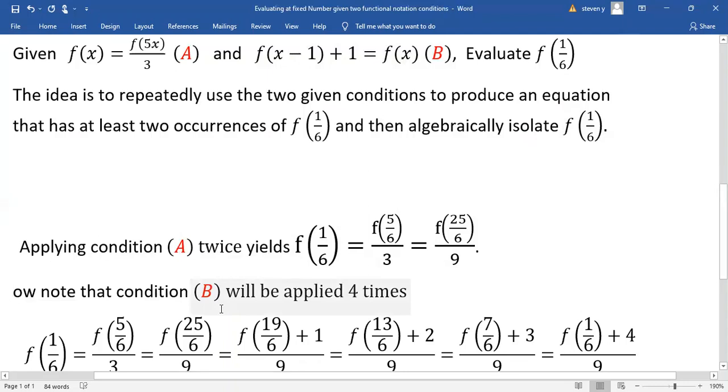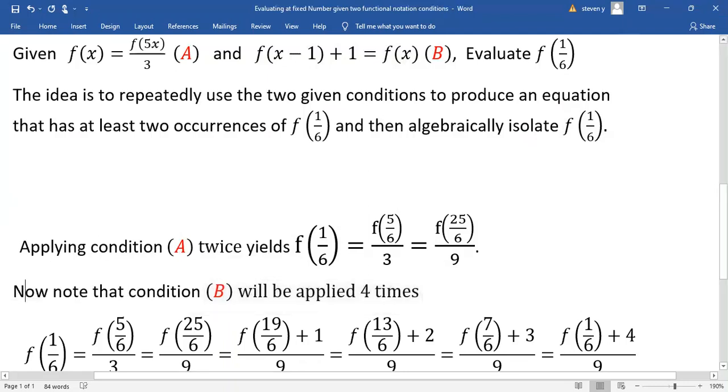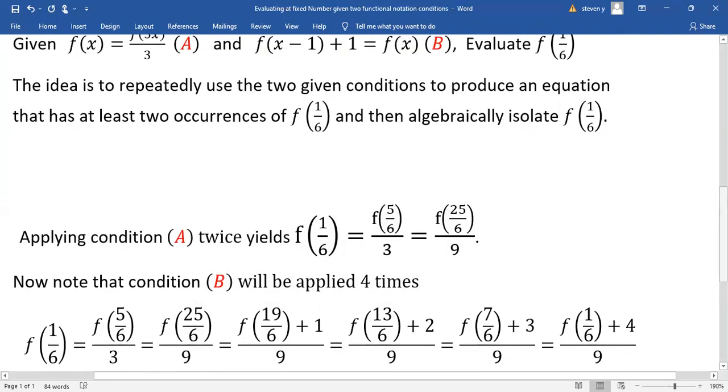Whoops. All right, I'm trying to get this in viewing range for you all. Okay, you guys can see that okay, and the conditions are still on the screen.